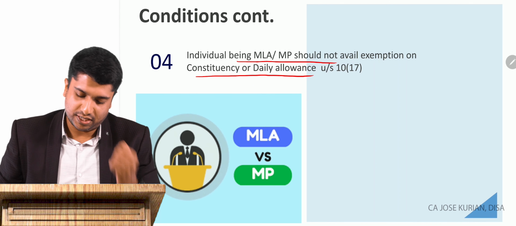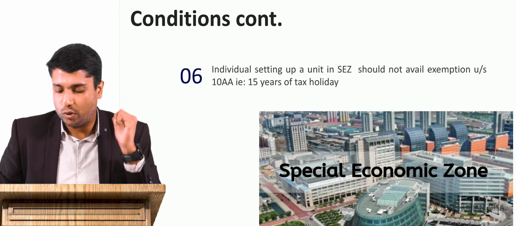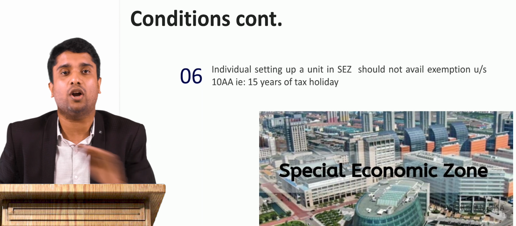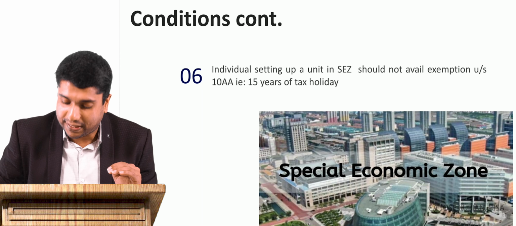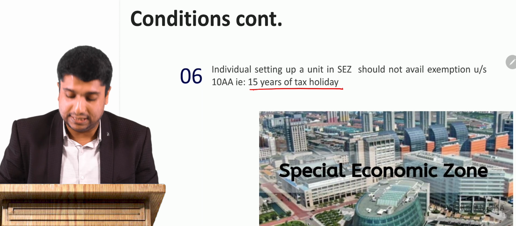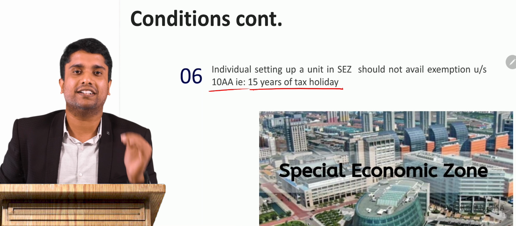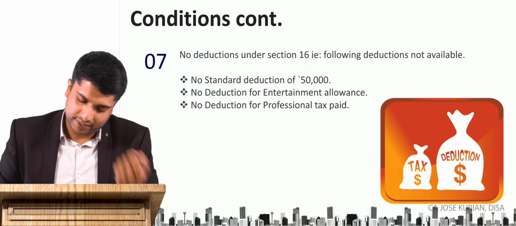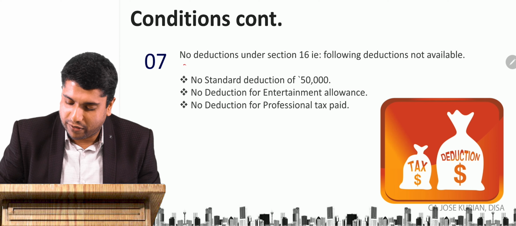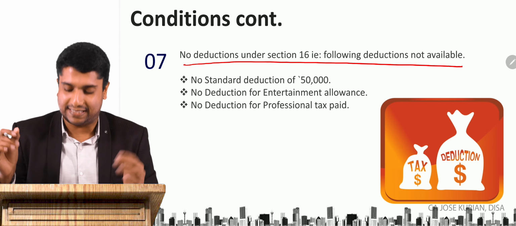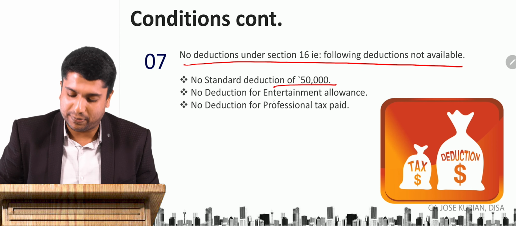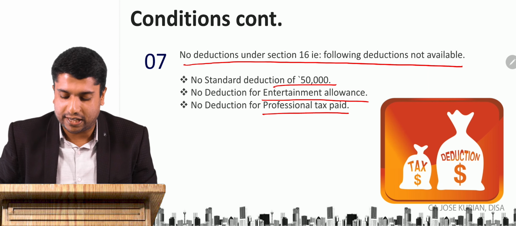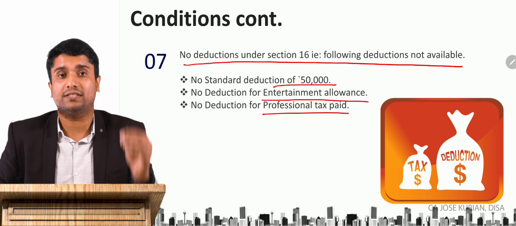BAC. Then condition number 6, if you are a person who has a unit in a SEZ, that means a special economic zone, then you should not avail that 15 years of tax holiday mentioned under 10(AA) for taking out the benefit under 115 BAC or the slab rates under 115 BAC. Condition number 7, you are supposed to give up all the deductions mentioned under section 16. That means standard deduction, entertainment allowance deduction, professional tax paid deductions. You have to give up all these 3 for taking out the benefit under 115 BAC. That means the new slab rates.